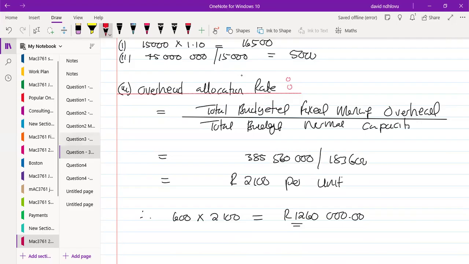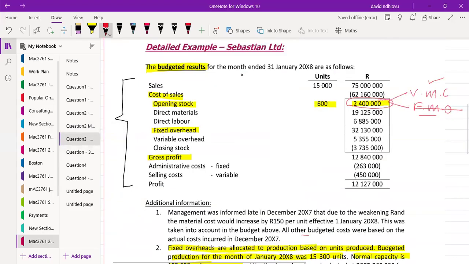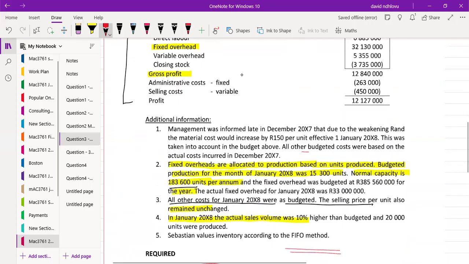Right? How do I know? The question says so. When you read on fixed manufacturing overheads, they will tell you the allocating base. So the fixed overheads are allocated to production based on the units produced. This is what I'm looking for. It's not always going to be like that. In another question, they will say it is based on direct labor hours.